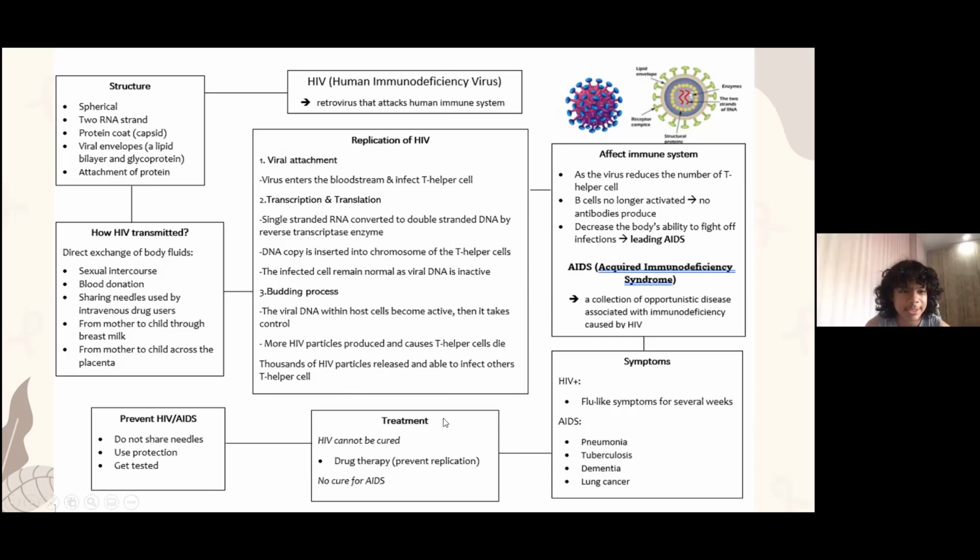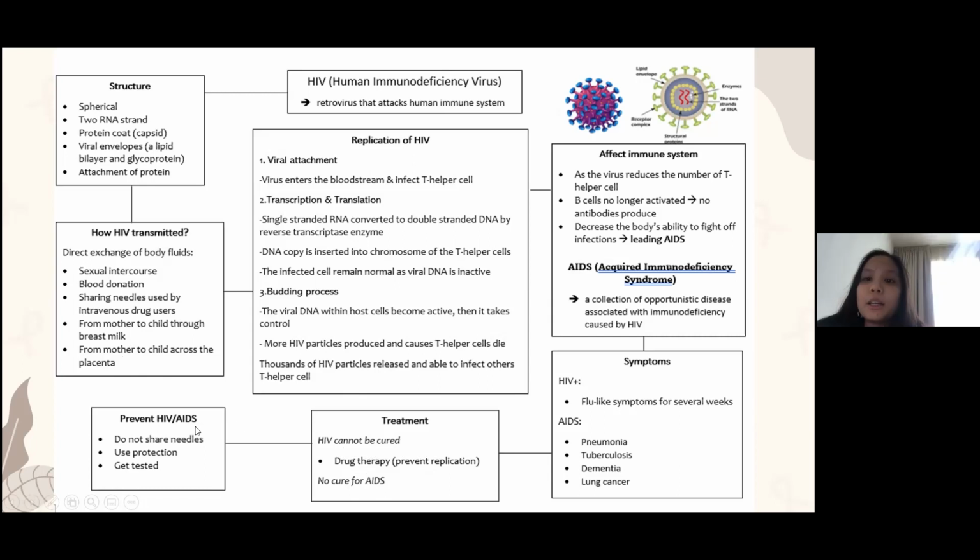So how is HIV transmitted? It is a direct exchange of body fluids. So first, it's through sexual intercourse, blood donation, sharing needles used by intravenous drug users, from mother to child through breast milk, and from mother to child across the placenta. In treatment, there is as yet no cure for AIDS and no vaccine for HIV. So HIV cannot be cured. Drug therapy, however, can slow down the onset of AIDS so that many HIV positive people have a longer life expectancy.